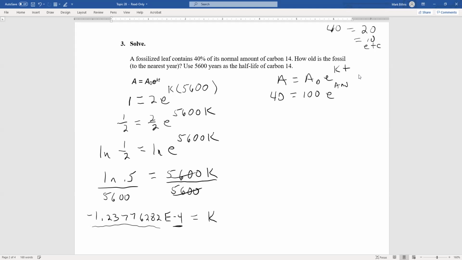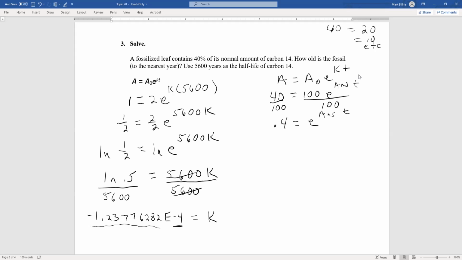I'm going to show you why in a minute, times T. So I'm going to divide both sides by 100. So it's 40 divided by 100, which is 0.4. And that's going to equal E, and again, raised to that answer I got earlier, and I'm just going to leave it as that, times T.